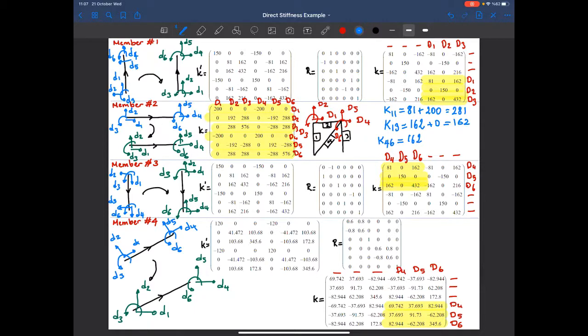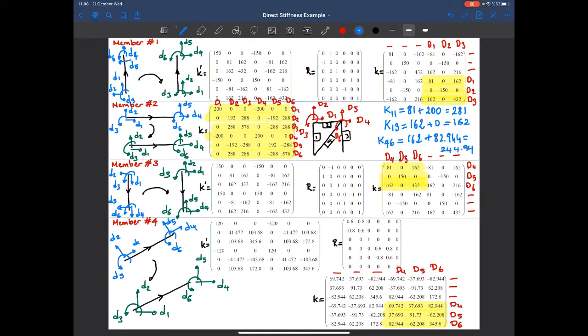That's the contribution coming from the third member. 0 comes from the second member. What about the fourth member? K46 is this number, 82.944 plus 82.944. So this one will give me the K46 as 244.94.